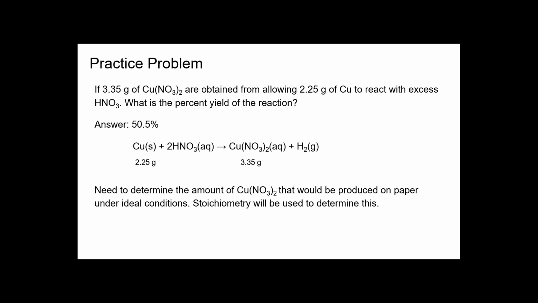So what do we need to do here? Well, I just stated that the 3.35 is the actual, and we can start with 2.25. So in order to do a theoretical, we need to carry this through with stoichiometry to determine what the max amount of our product would be on paper in perfect conditions.